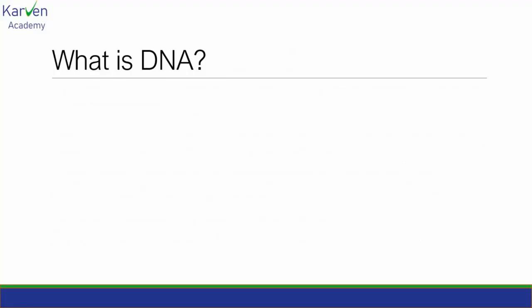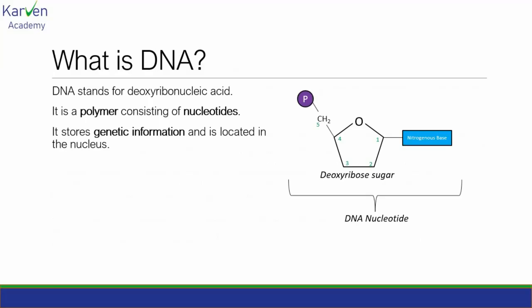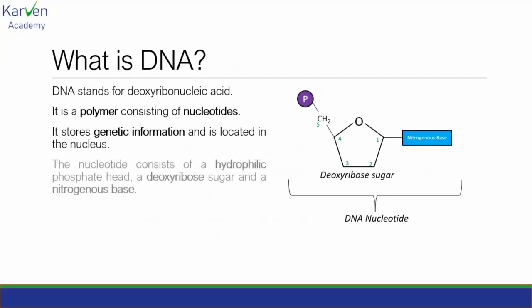So let's start with answering what is DNA. DNA is a molecule that stands for deoxyribonucleic acid. It is a polymer consisting of nucleotides, and it stores genetic information, which is located in the nucleus. The nucleotide consists of a hydrophilic phosphate, a deoxyribose sugar, and a nitrogenous base. Because it has a hydrophilic phosphate, DNA is negatively charged. The phosphate forms the backbone of the DNA, hence giving it a negative charge.